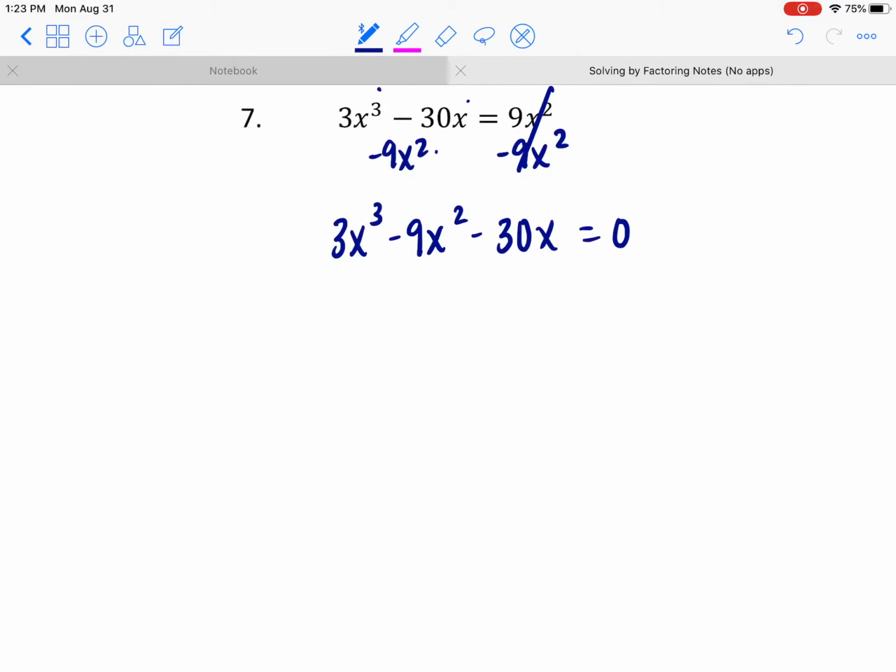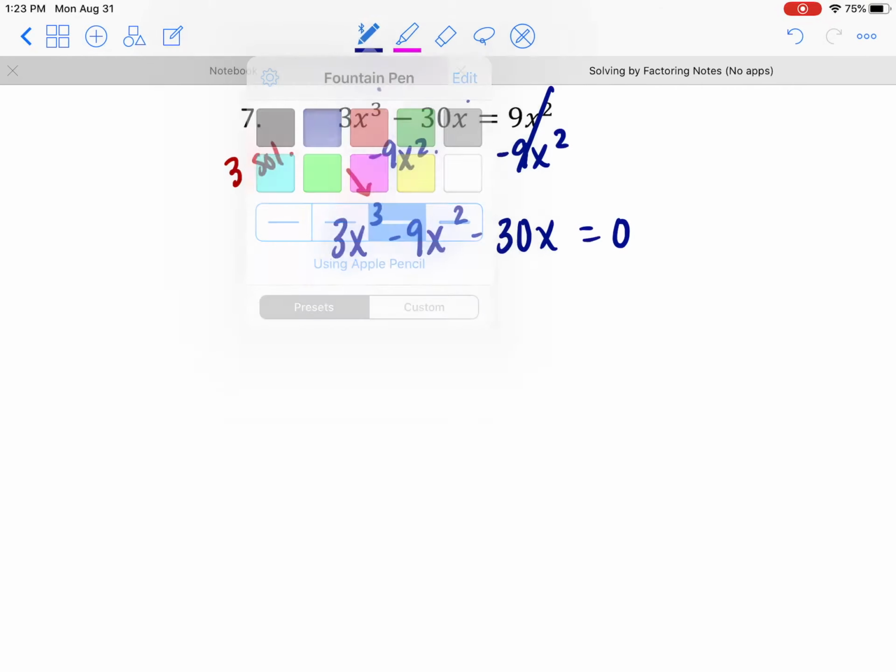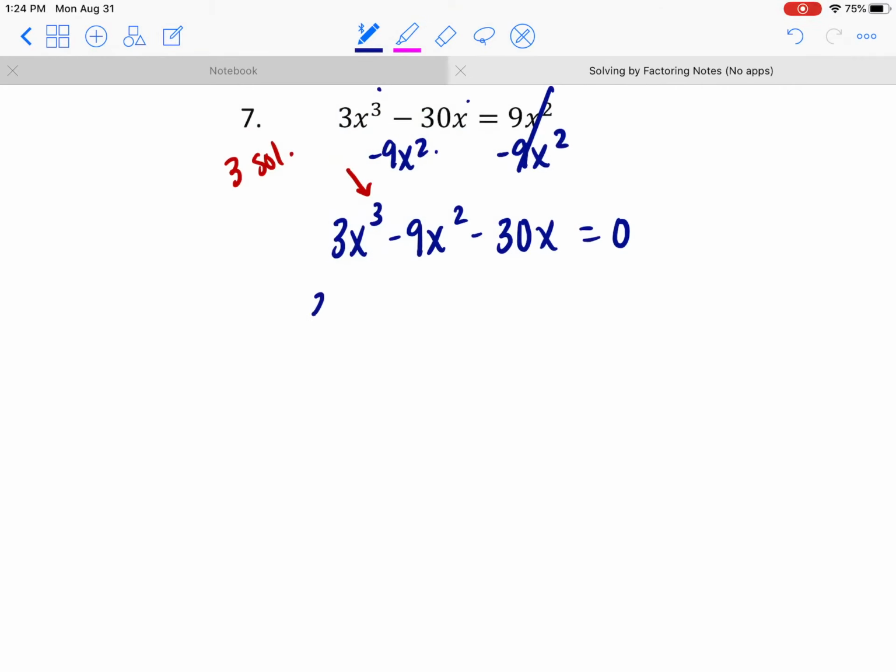So hopefully you're recognizing that these terms all have something in common, and hopefully also you're seeing that this degree of 3 means we're going to be looking for 3 solutions. Okay, so let's take out the GCF first. All terms have in common a 3 and an x. So if that comes out, we're left with an x squared minus 3x minus 10 equal to 0. So we've got one factor, but the trinomial in the parentheses is still factorable.